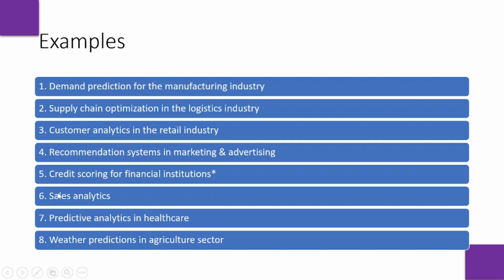Another thing is sales analytics. We already saw the example of Google Analytics, and that actually tells you how reachable our website is or how the product is bought by the customers. Another one is predictive analytics in healthcare.